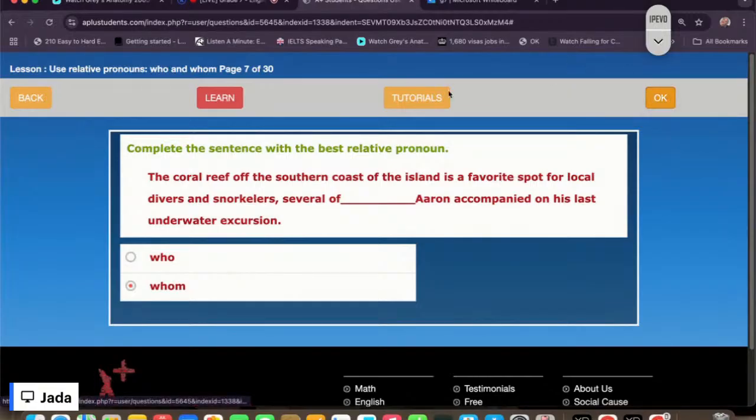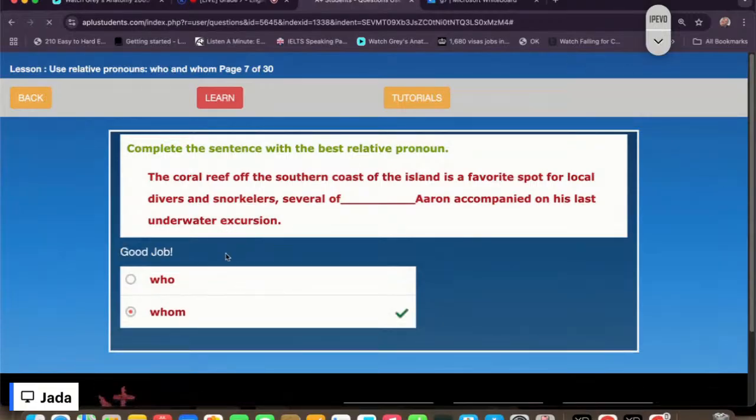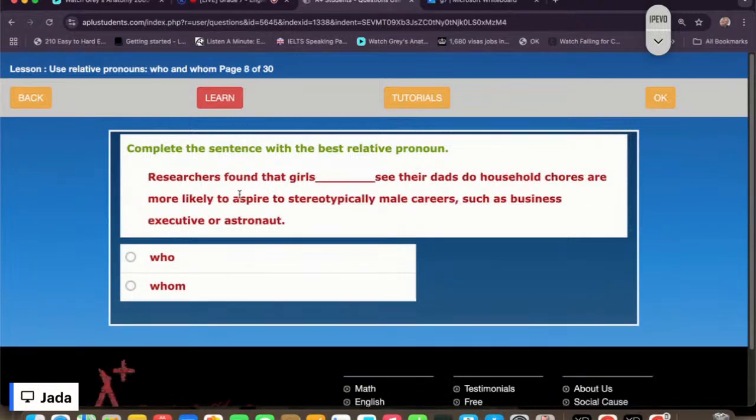So we have whom. Researchers found that girls who see their dads do household chores are more likely to aspire to stereotypical male careers such as business executive or astronaut. Who or whom?